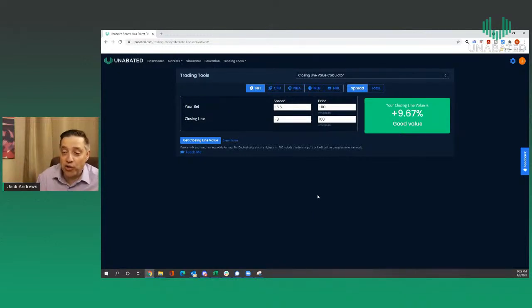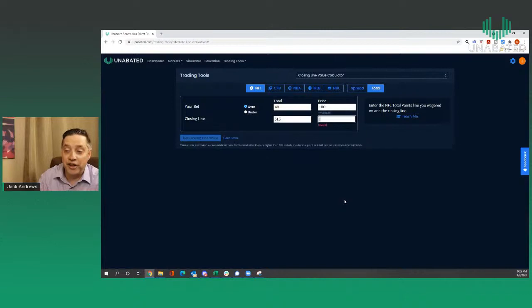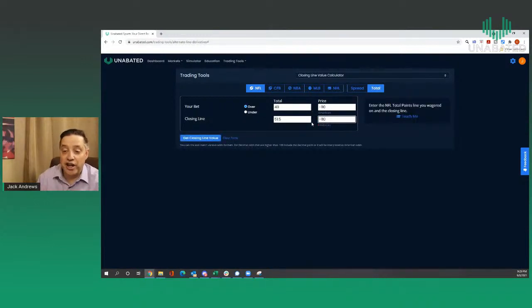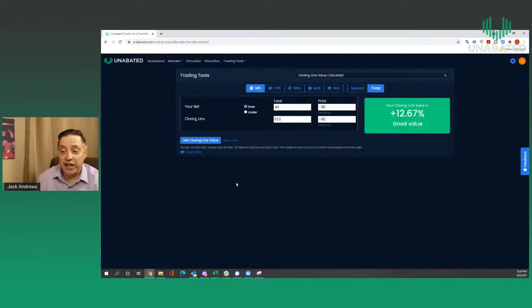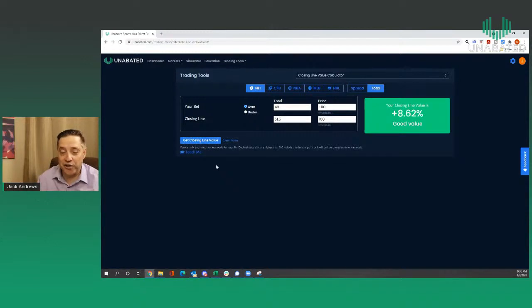But this is very useful if you don't know the value of a half point. If you were to bet over 49 minus 110 and the game closed at 51.5, and we'll say even money because that's the vig free price, this will tell you that your closing line value is 8% on that. It's a fairly good value. Now, if you were to put in minus 110, you're not factoring in the vig, and it becomes a higher number. But if you put in the vig free price, it'll be about 4.5% less, because you're factoring out the vig in terms of your value, because that's true. You had to pay vig in order to make your bet.